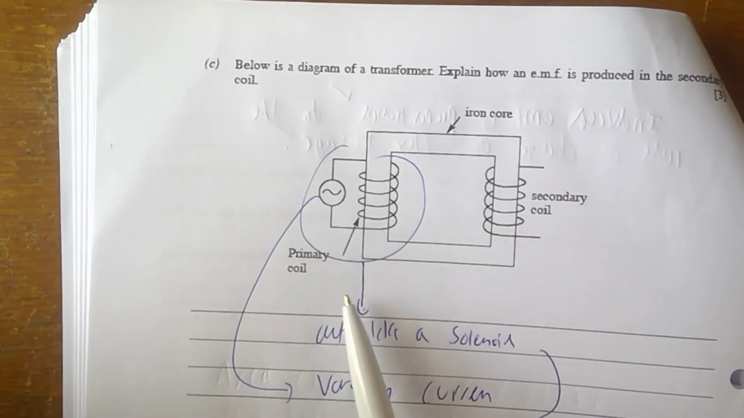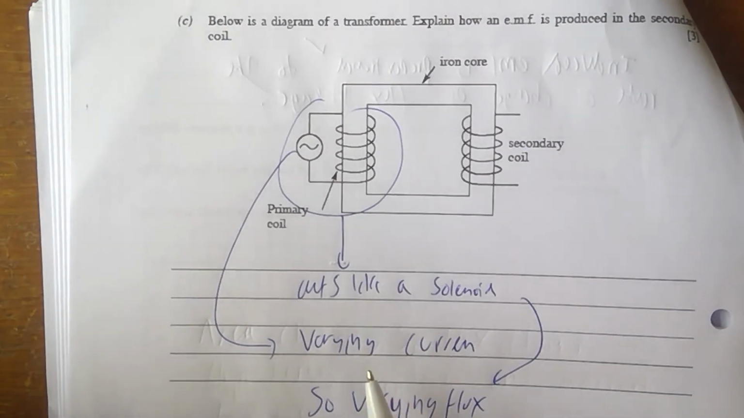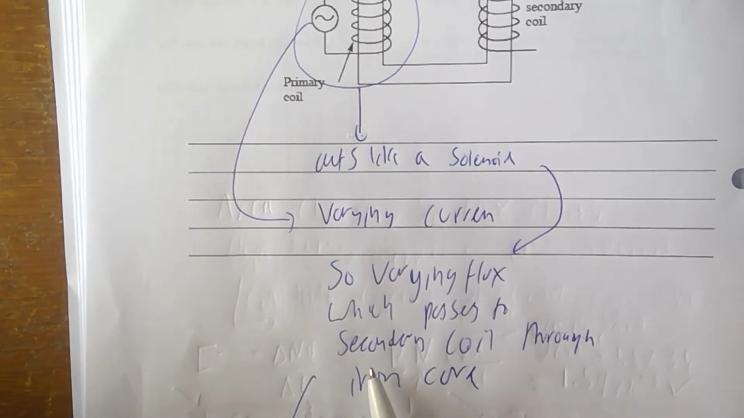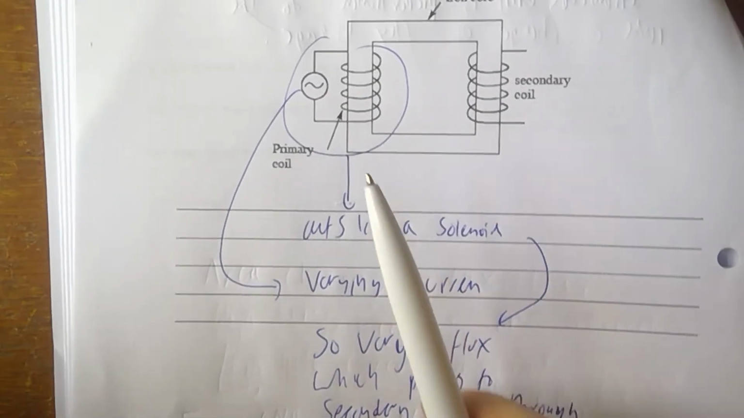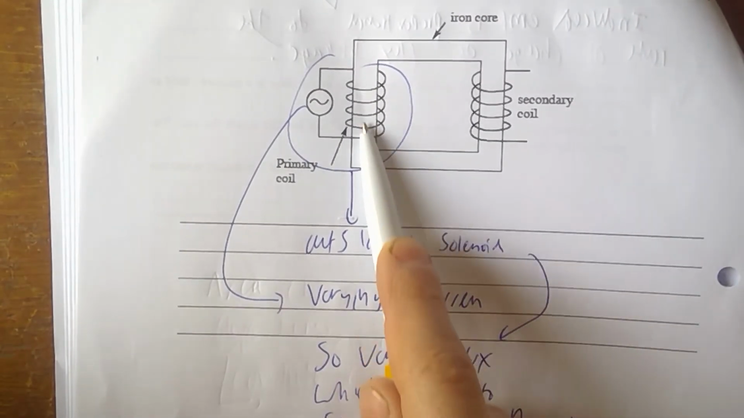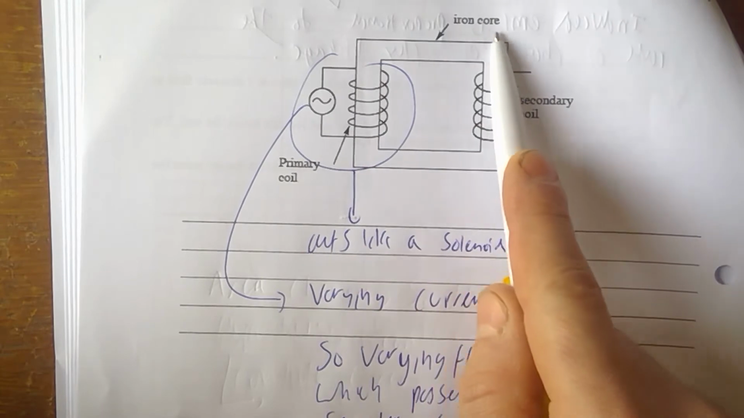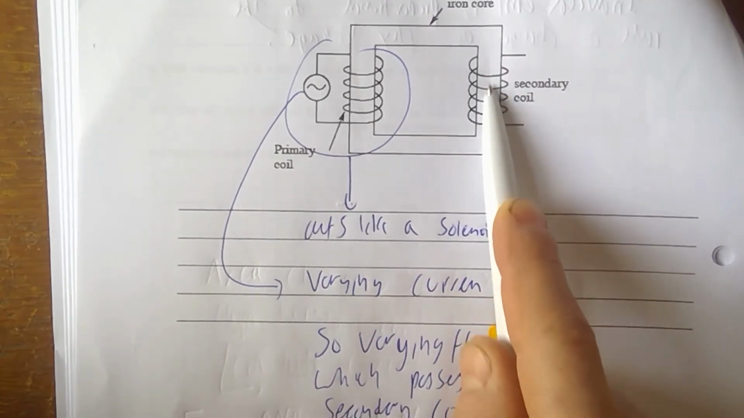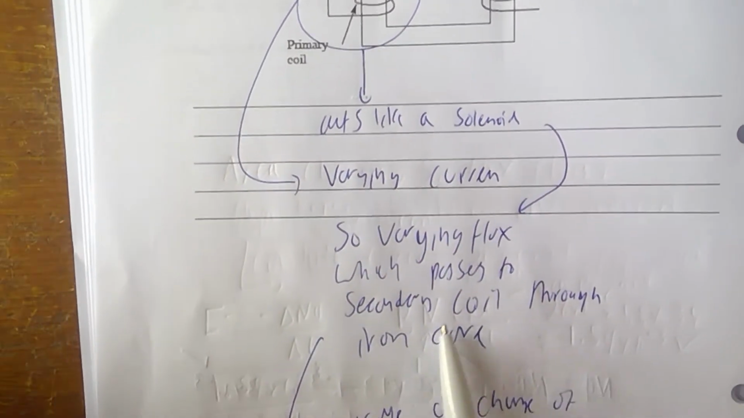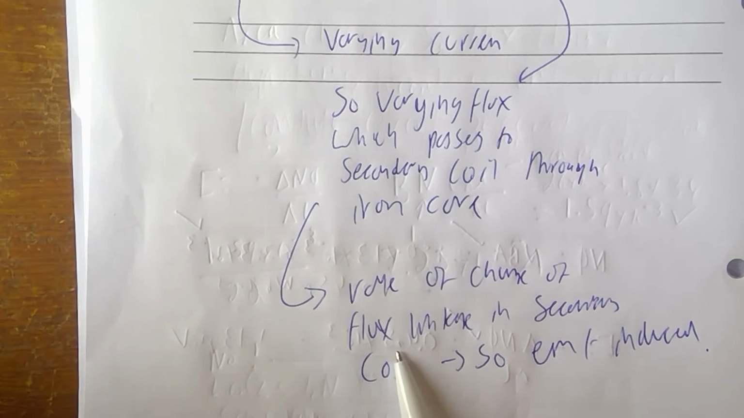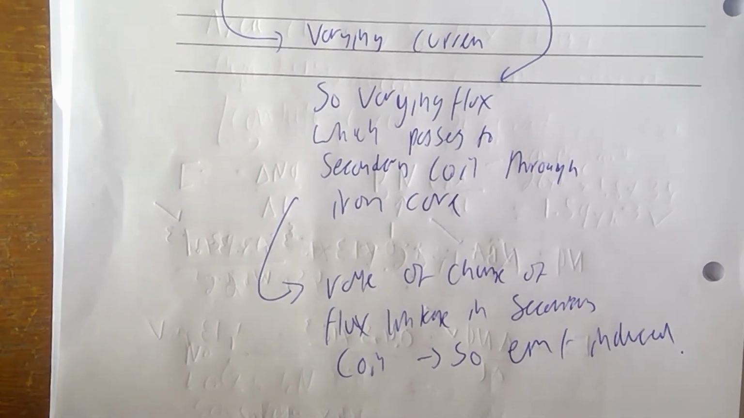It's an AC current, so there's a varying current, so there's a varying flux, which passes to the secondary coil through the iron core. So the flux produced here, when the magnetic field is induced, is transferred to that. So there's a changing flux linked with this coil. The rate of change of flux linkage in the secondary coil means there's an EMF induced. Bish bash bosh.